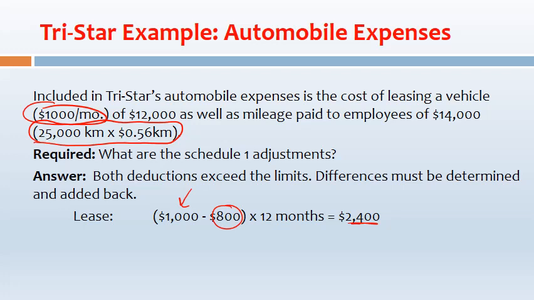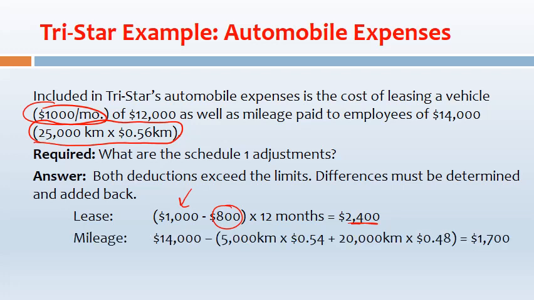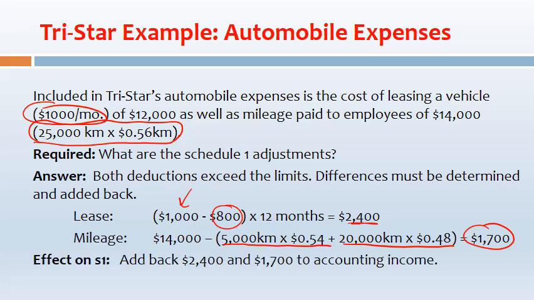Now we're going to take a look at the mileage. And the mileage is a little bit of a complicated formula. Feel free to pause it and have a look through the formula here, but $14,000 is the amount that was actually paid, and then we're going to take a look at what was actually allowed to be deducted. So we have the first 5,000 kilometers times 54 cents. We're going to add to that 20,000 kilometers times 48 cents. And if we take that whole term and subtract it from $14,000, that'll give us $1,700. So what happened was TriStar deducted $1,700 more than they should have, which means they are going to have to, on their S1, add back $2,400 and add back $1,700.